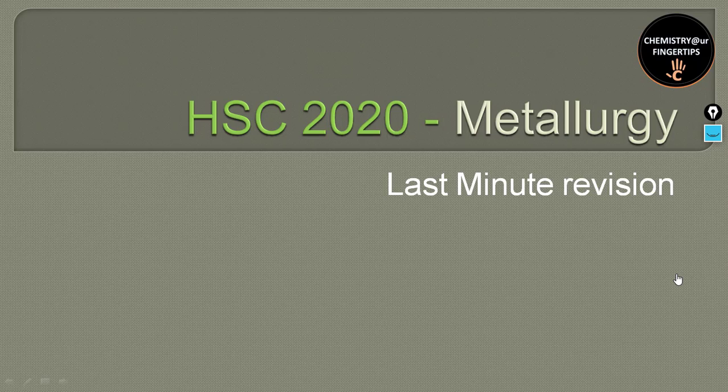Hi guys, this is Chemistry at Your Fingertips again, back with the last minute revision on metallurgy. The name of the topic is General Principles and Processes of Isolation of Elements. Let's see what exactly we are going to do in this particular topic.